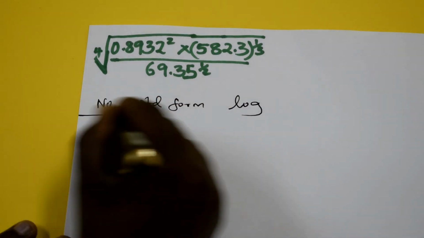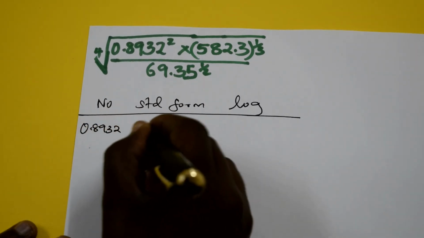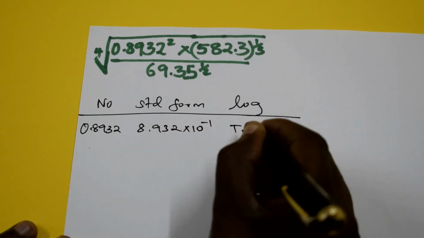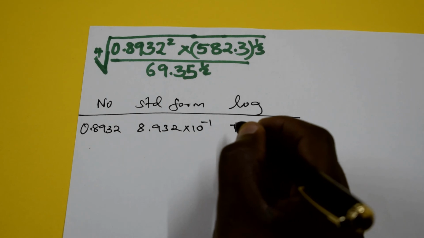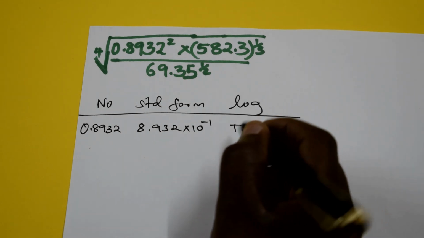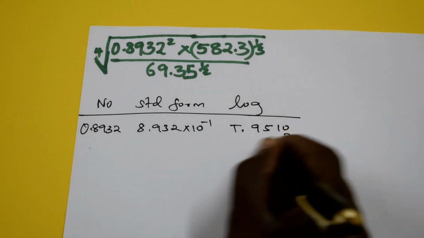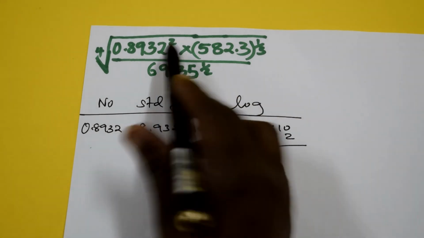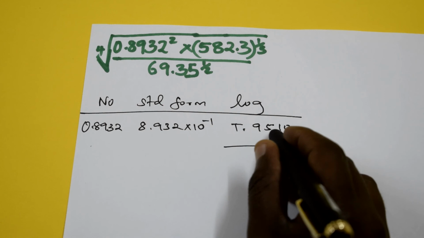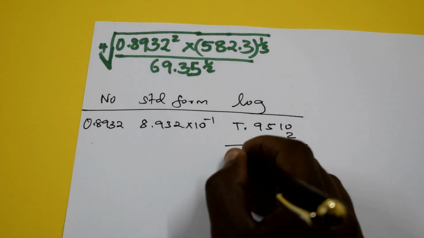So our number is 0.8932. 8.932 times 10 power negative 1 is bar 1.89. That 2 will give us 9510. We multiply this one by 2 because this one is squared. We get 0, 2, 0 again, 9, but bar 1.